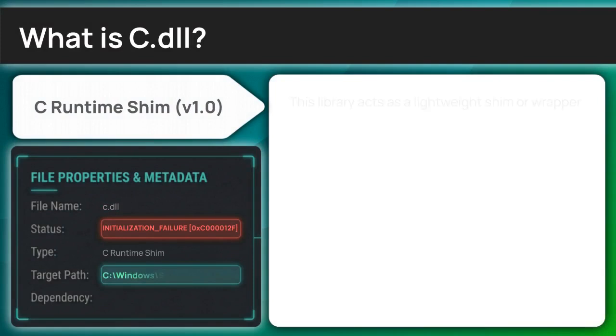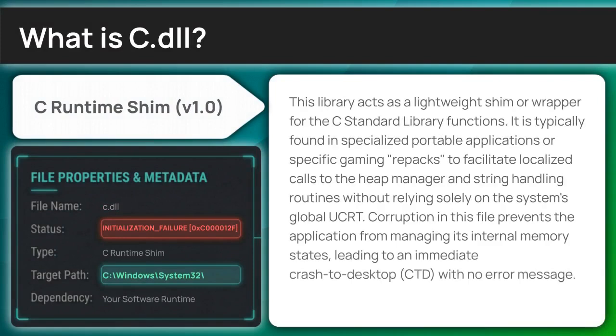This library acts as a lightweight shim or wrapper for the C standard library functions. It is typically found in specialized portable applications or specific gaming repacks to facilitate localized calls to the heap manager and string handling routines without relying solely on the system's global UCRT. Corruption in this file prevents the application from managing its internal memory states, leading to an immediate crash to desktop, C.dll, with no error message.